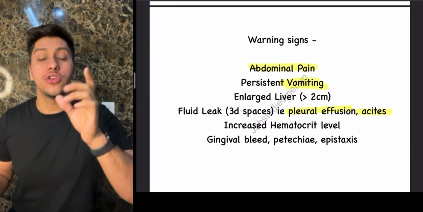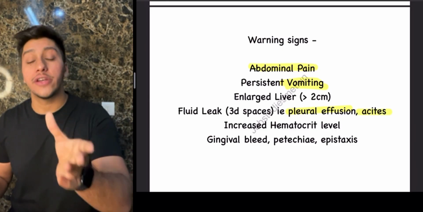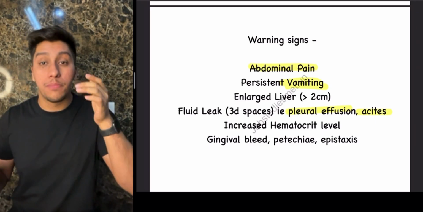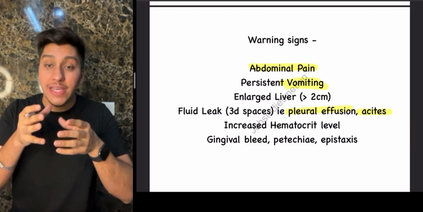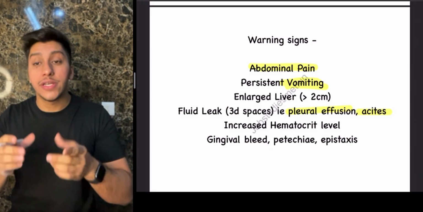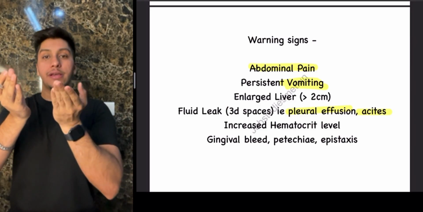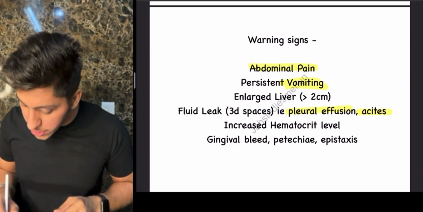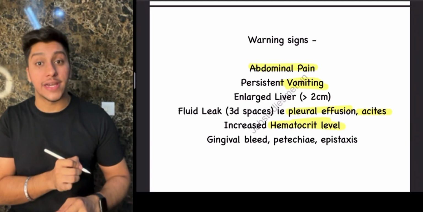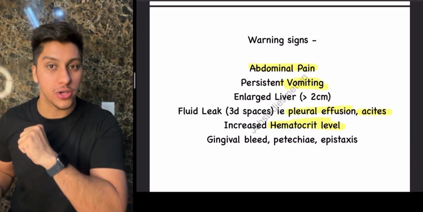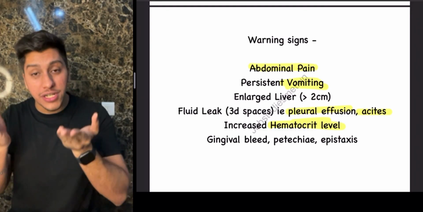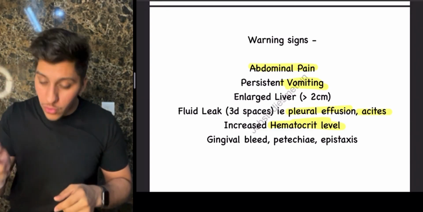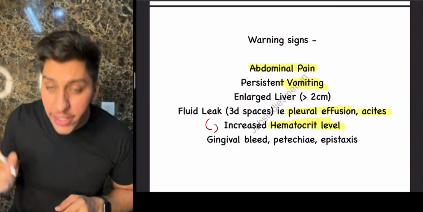Now because your fluids are getting lost into the third spaces, the RBCs are present within the blood vessels, because of which the hematocrit is going to increase. The reason why hematocrit levels increase in dengue with warning signs is because there is third space fluid loss. So the concentration of all the RBCs is going to increase. That is why you will see increased hematocrit levels.